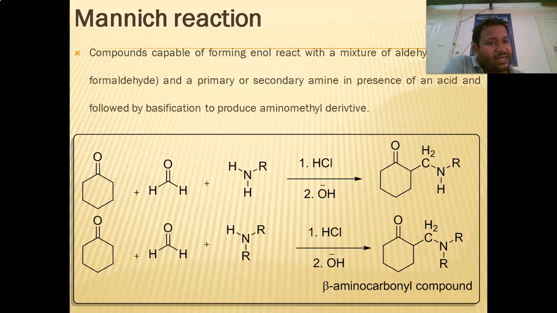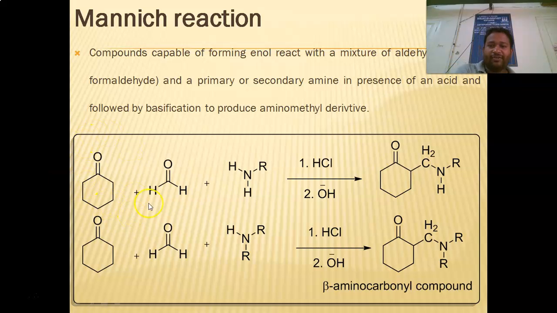So the Mannich reaction involves more than two components. It is a one-pot multi-component reaction where the aldehyde or ketone contains the alpha hydrogen atom. There should be an alpha hydrogen atom. The formaldehyde and primary or secondary amines undergo reaction in the presence of acid, followed by base, giving rise to the corresponding beta amino carbonyl compound. This reaction is called the Mannich reaction.